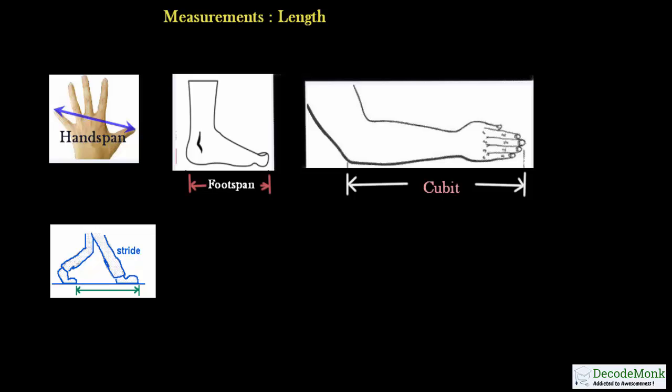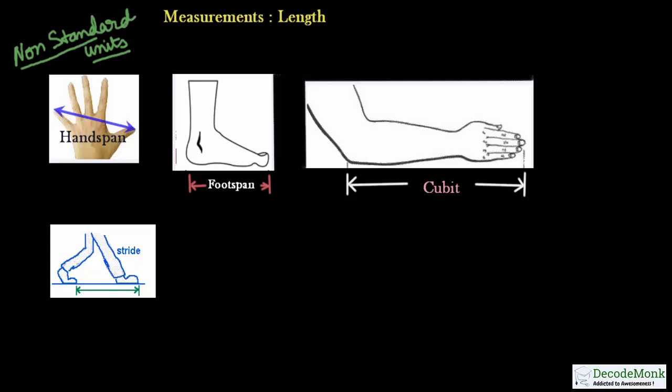Hello students, here we discuss a very preliminary introduction to length, which belongs to the measurements section. In earlier days, humans used to measure the length or height of any object using many non-standard units like hand span, foot span, cubit or stride. But these are non-standard units. Why do we call these non-standard units?